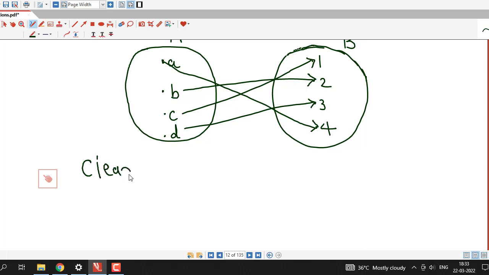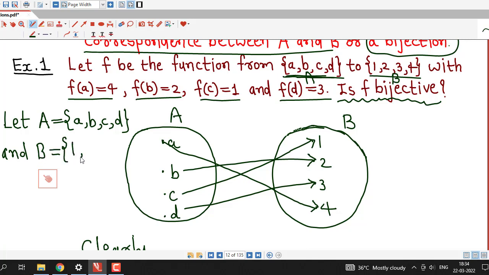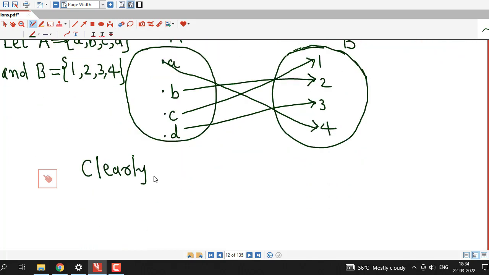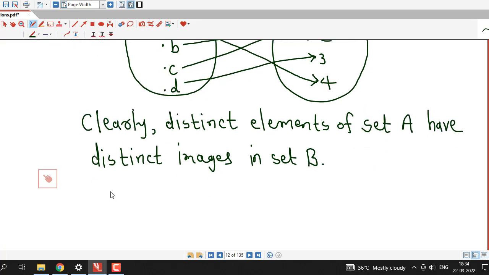So we can write this clearly. Before writing this, we have to mention the notation: we denote the set having the elements A, B, C, D by A, which is the domain of the function, and B denotes the set 1, 2, 3 and 4, which is the codomain of the function. And we can write that clearly distinct elements of set A, which is the domain of the function, have distinct images in set B, which is the codomain of the function. Therefore, by definition, we can say that function f is one-to-one or injective.